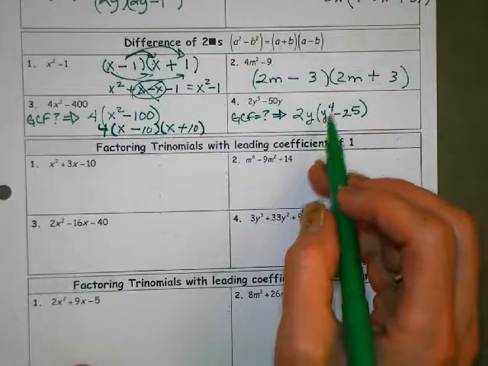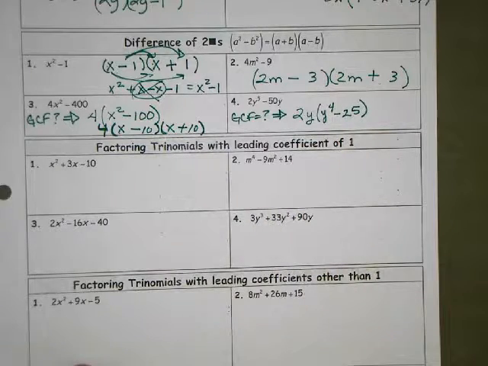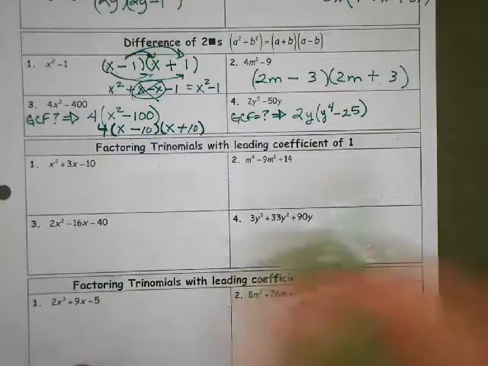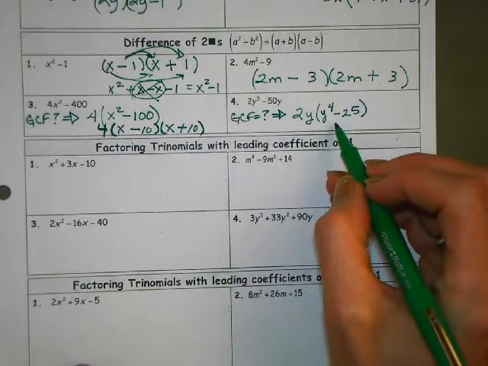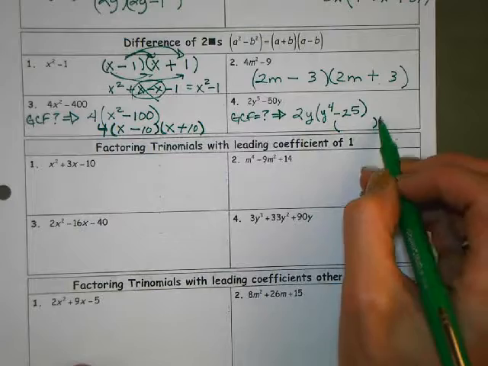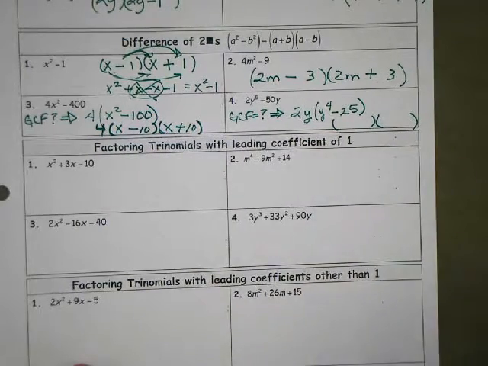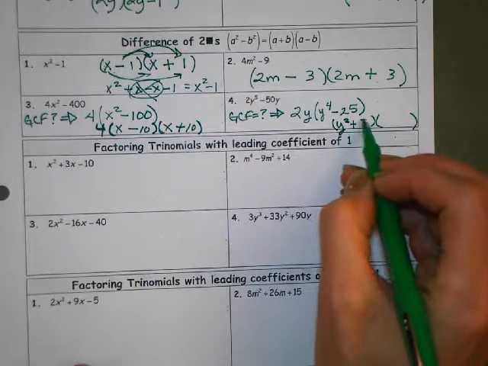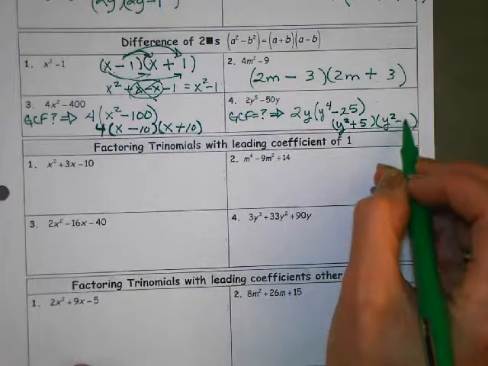Okay. Is y to the 4th a perfect square? It is. Is 25 a perfect square? It is. So how could I write y to the 4th minus 25? Well, how would I rewrite that? y squared plus 5, y squared. Yep, y squared plus 5 and y squared minus 5.